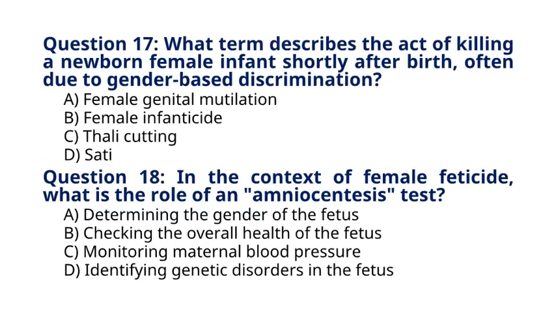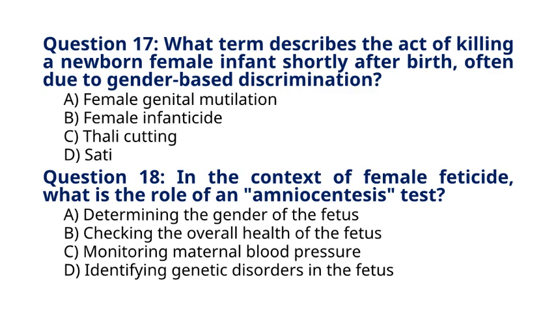Question 17. What term describes the act of killing a newborn female infant shortly after birth, often due to gender-based discrimination? A. Female genital mutilation. B. Female infanticide. C. Thali cutting. D. Sati. The correct answer to question 17 is option B. Female infanticide.